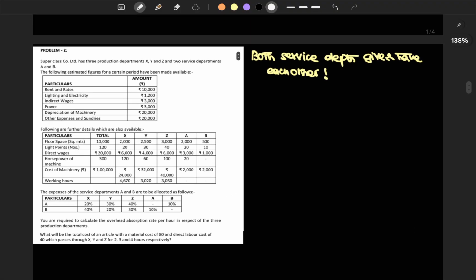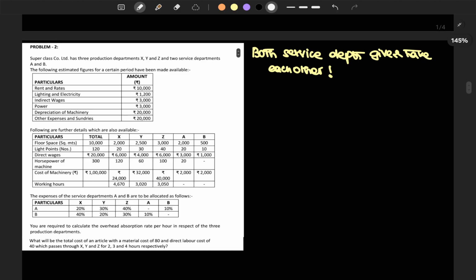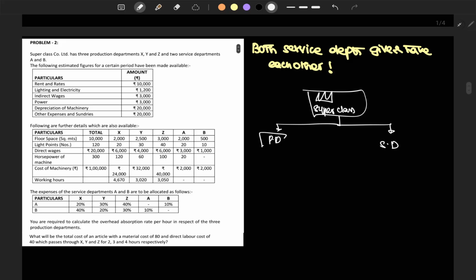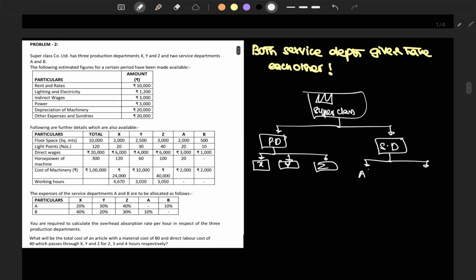The next sum is about Super Class Company Limited. As in every question, there will be a manufacturing unit, with production departments and some service departments. In this manufacturing unit, X, Y, Z are production departments, and A and B are service departments, right?